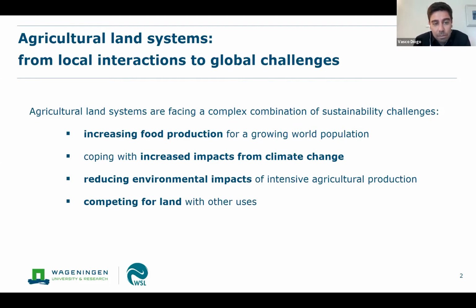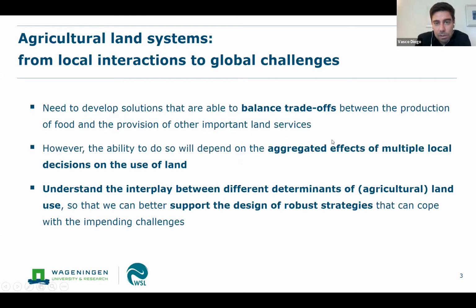And this will have to be achieved while competing for land with other land uses, such as increased urbanization, forestry, nature conservation. So there is a need to develop solutions that are able to balance the trade-offs between the provision of food and also the provision of other important land services. However, the ability to do so will depend on the aggregate effects of multiple decisions on the use of land. So there is a need to understand the interplay between different determinants of land use, so we can better support the design of robust strategies that can cope with impending challenges.